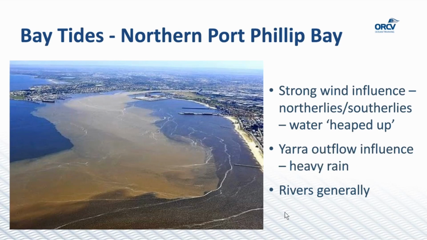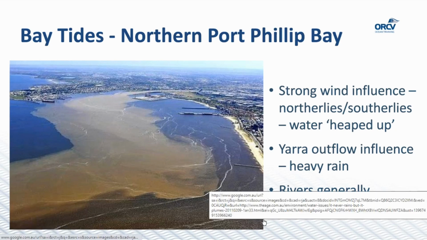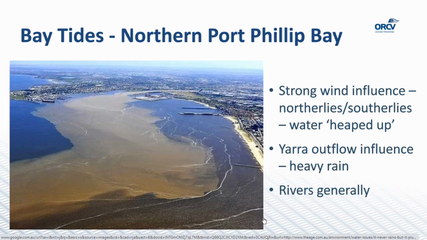Here's a picture of the exit of the Yarra River. And it's been raining, so we've got a current running down the river, and it's flowing out into the bay, and it's showing the direction of where the current goes. And rivers generally behave like this, where they exit into a lake or open water.